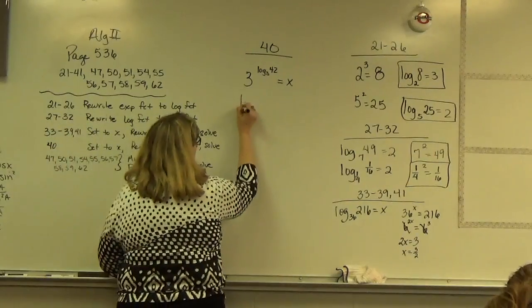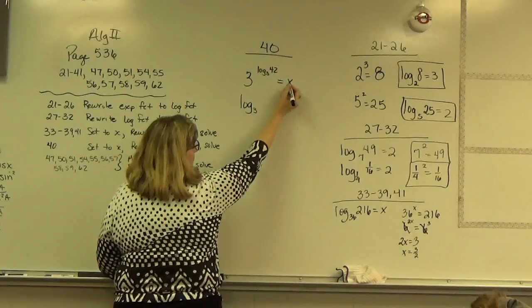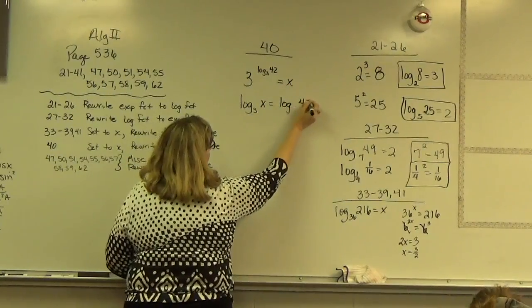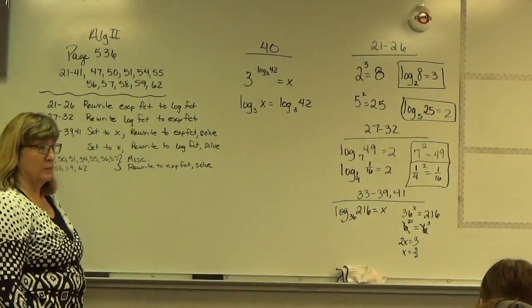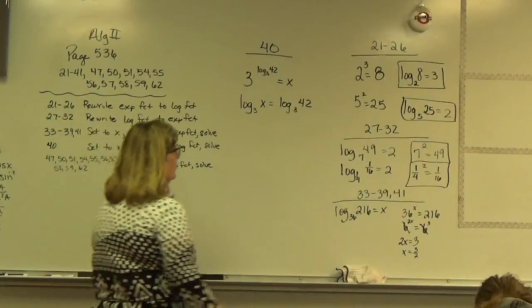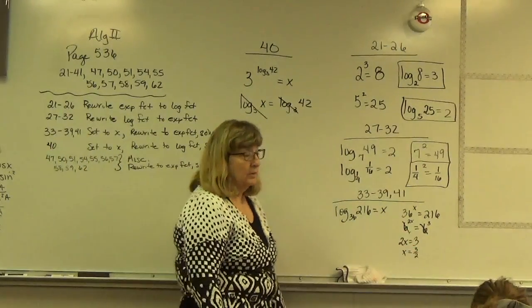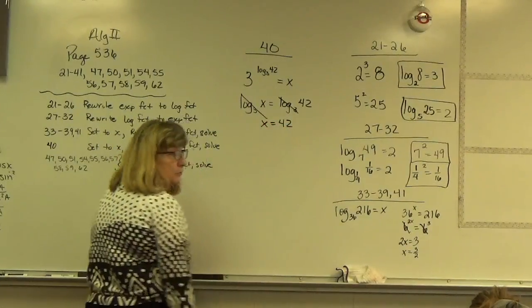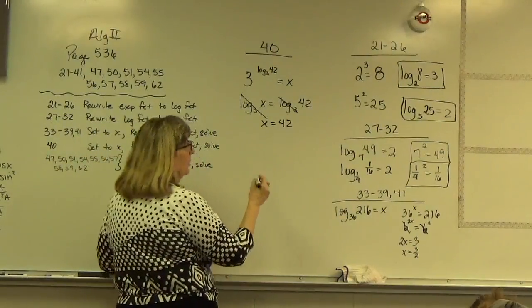Log, the base is 3. There's the value. And it equals 42. And then what did we learn yesterday when you had logs of the same bases on both sides? They cancel, just like same bases cancel here. So we end up with x equals 42.